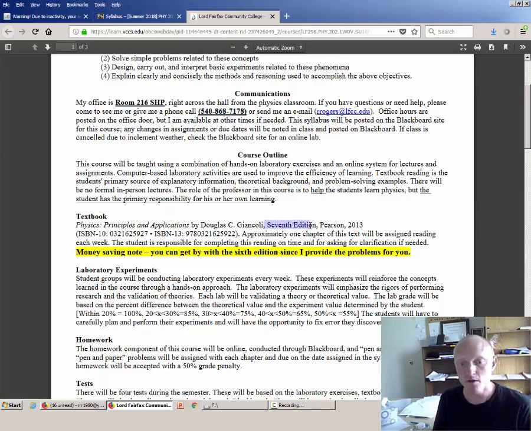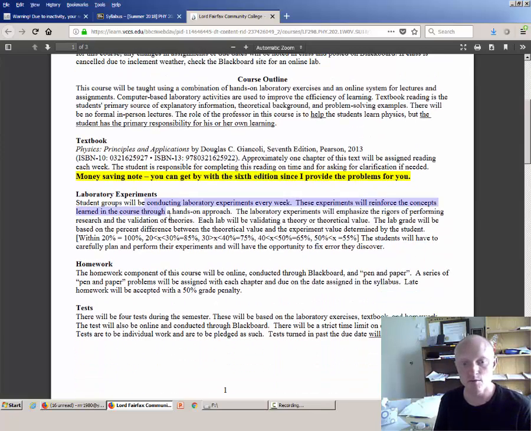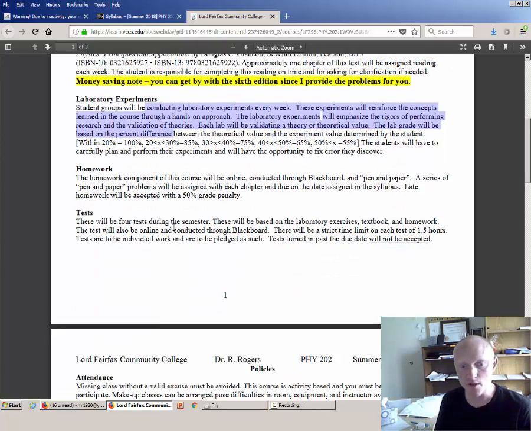Textbook is going to be Giancoli. It says the 7th edition right here, but the money-saving note says you can get by with the 6th edition for pennies on the dollar. Highly recommend you do that. Labs: we will be doing 1 to 2 labs each week. Essentially, you take 16 weeks and crunch them down to 10, and it works out to about a lab and a half per week. Some weeks we're going to do 1 lab, some weeks we're going to do 2 labs.